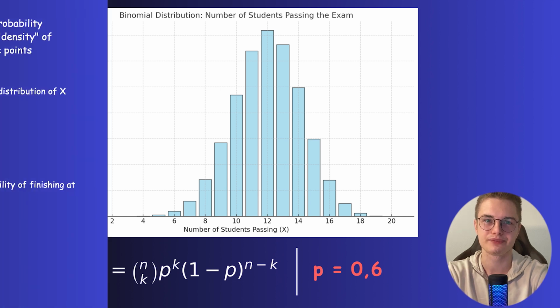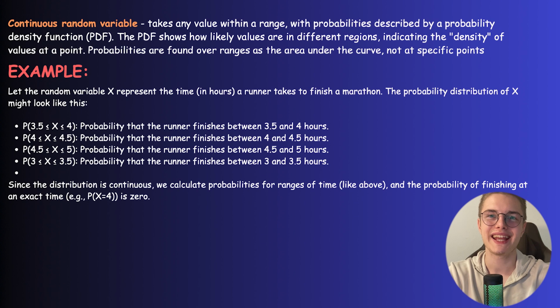A continuous random variable is a variable that can take any value within a defined range, with probability described by a smooth probability density function, or PDF. Unlike discrete random variables where probabilities are assigned to individual values, the PDF represents the density of values at any given point, showing where outcomes are more or less likely. Probabilities for continuous random variables are determined as the area under the curve over a specific range, not at exact points.